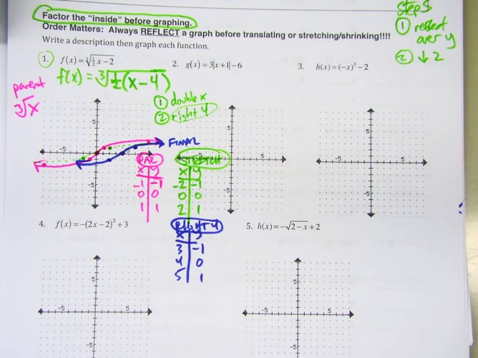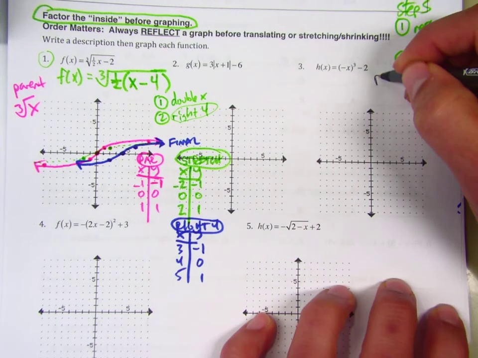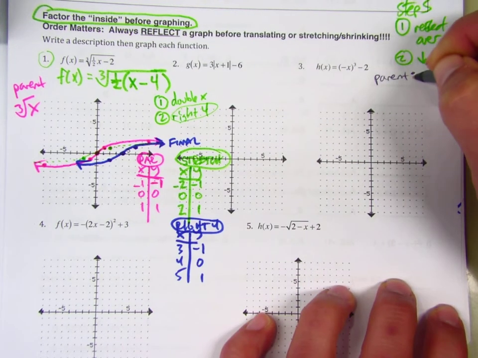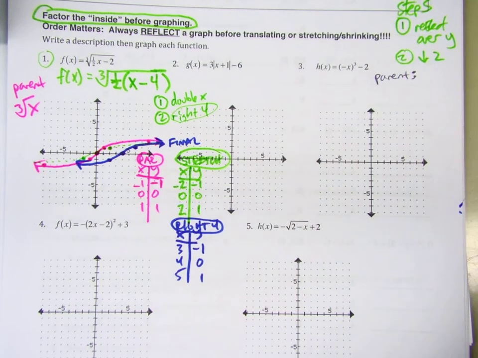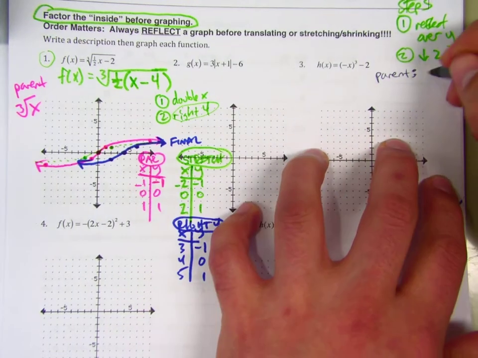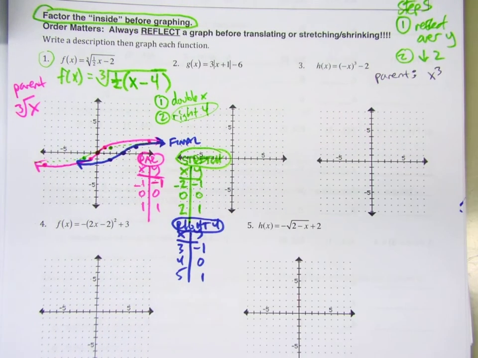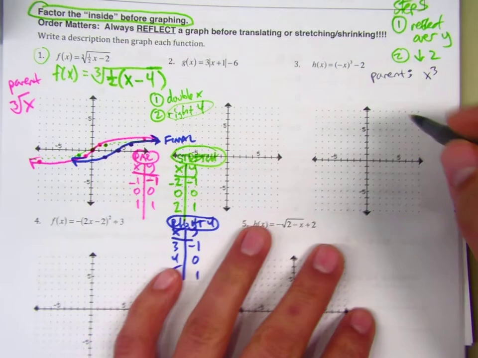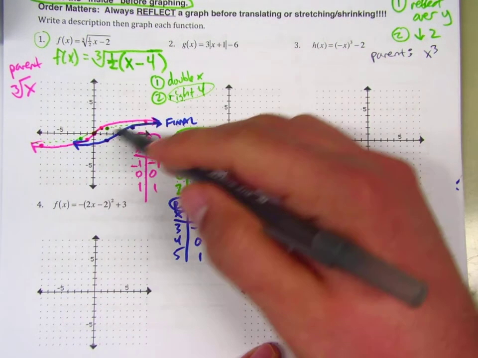Okay, let me actually use pencil real quick. And I don't have my pencil. You know what? I'll use it. Okay. So what's the parent graph here? X cubed. Okay. X cubed is kind of like this one, but the other way around.